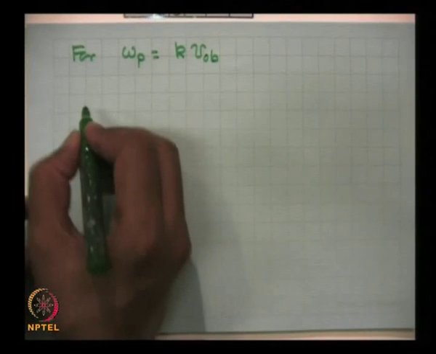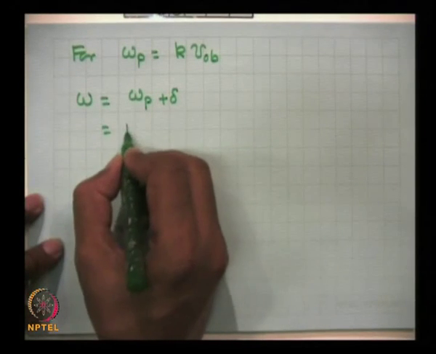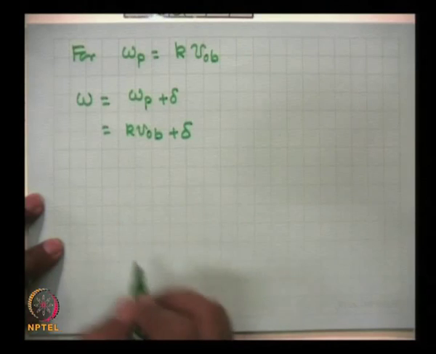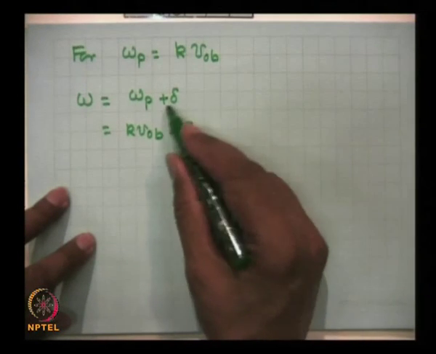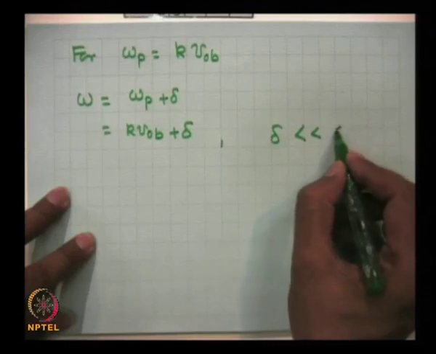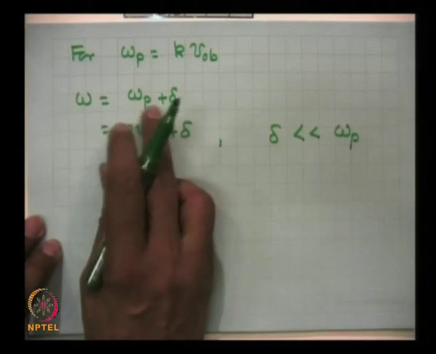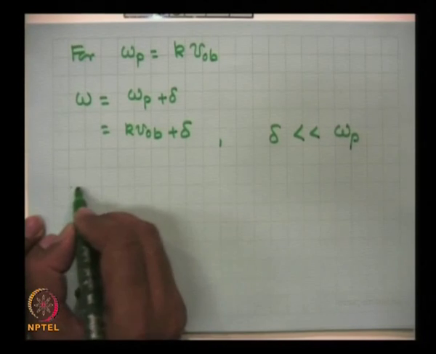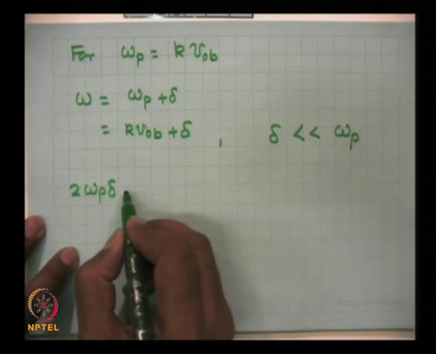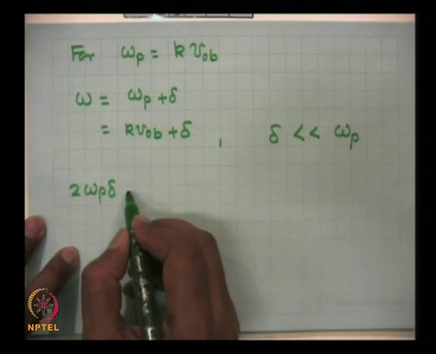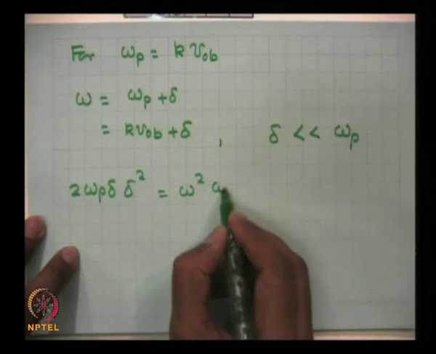Then we say that omega is equal to, say, omega p plus some delta, which is also equal to k V0b plus delta. Use this in that dispersion relation and assume that delta is small as compared to omega p, so that higher powers of delta can be ignored. When you use this in that expression, the first term omega square minus omega p square gives twice omega p delta. The second term is omega minus k V0b whole square, which gives you delta square again. The right hand side is omega square omega pb square.